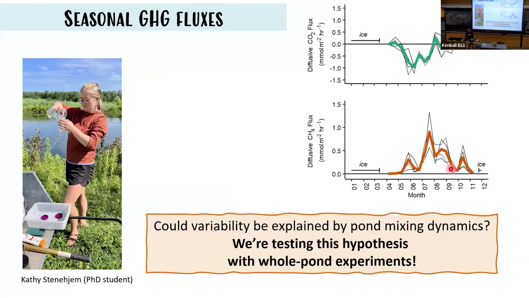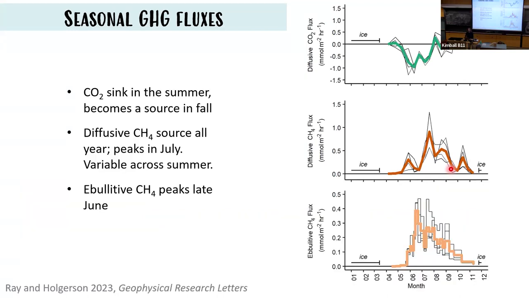So I have a graduate student right now who is experimenting with these ponds. She caused some to mix regularly, others she let stratify. And we've been looking at greenhouse gas concentrations because this is something that we could potentially upscale. We have a paper that looks at the drivers of mixing and we could potentially model that at a global scale. And then the bubbles are a little smoother. They seem to peak late June and then go back down. They're really related to temperature.